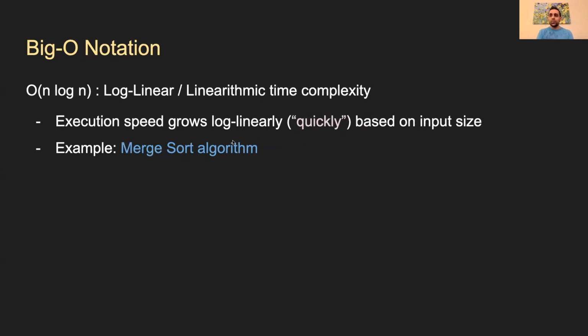All right, next up we have log linear, also linearithmic, time complexity. I've heard of other names also. With this one, your speed grows log linearly, so that's basically n times log n. And I would describe that as quickly. So it does kind of accelerate with data size, but not dramatically. One great example for that is the merge sort algorithm. If you're familiar with that one, that has n log n time complexity.